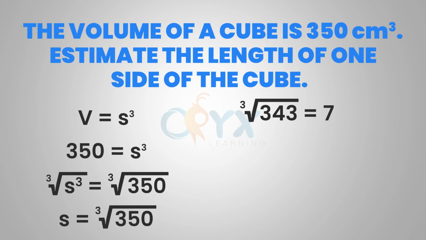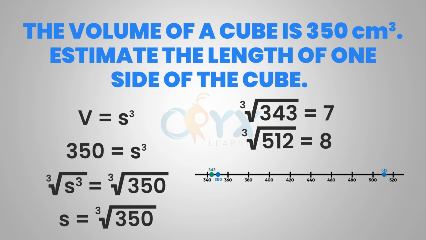We can estimate by finding the largest perfect cube less than the given value, so 343. The cube root of 343 is 7. Next we can find the smallest perfect cube greater than the given value. So the smallest perfect cube greater than 350 is 512. The cube root of 512 is 8. Comparing those numbers on a number line, we can see that 350 is much closer to 343. Therefore, the cube root of 350 we will estimate to be approximately 7 centimeters.